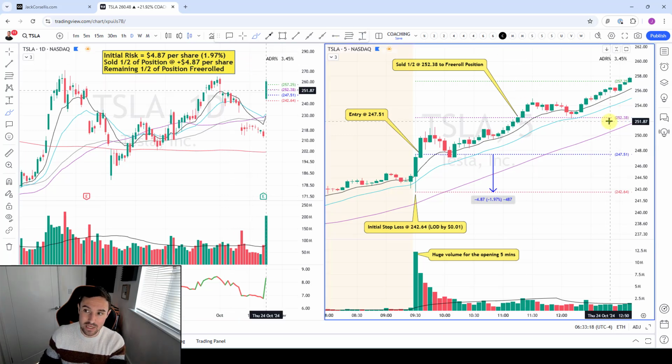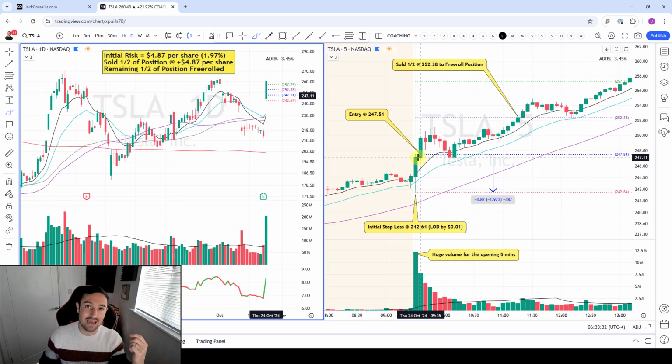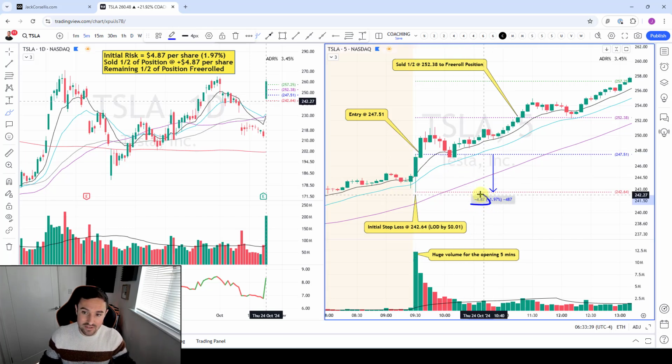Okay, so that's going to be 252.38 minus 247.51, which will get you to that $4.87 per share. So what I've done is I've sold half of my position at a gain of $4.87 per share, but I still have open risk on the trade for half of my position, with a risk associated per share of $4.87. Why?